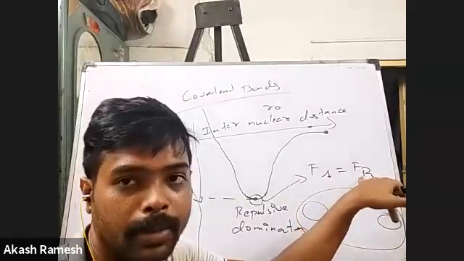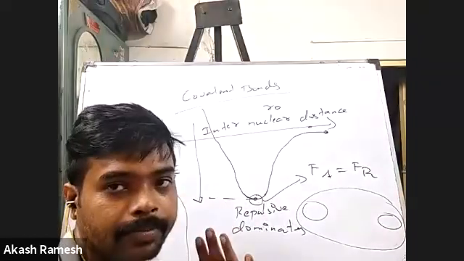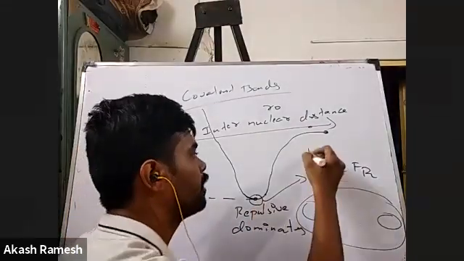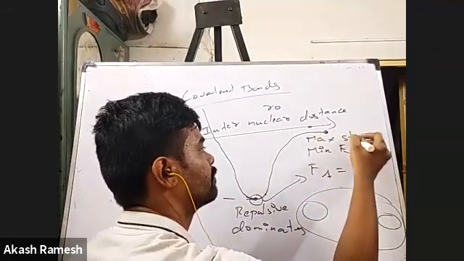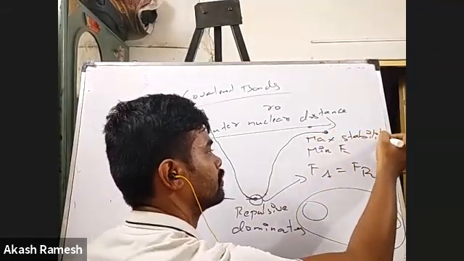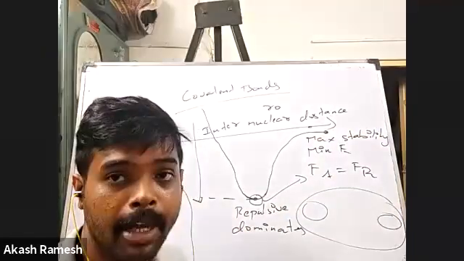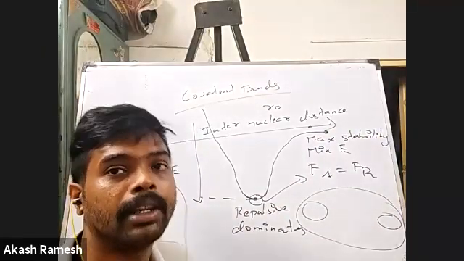Sorry, what are FA and FR, sir? FA is the attractive force, FR is the repulsive force. Those two at this point become equal. So this is the point where I have minimum energy and maximum stability.